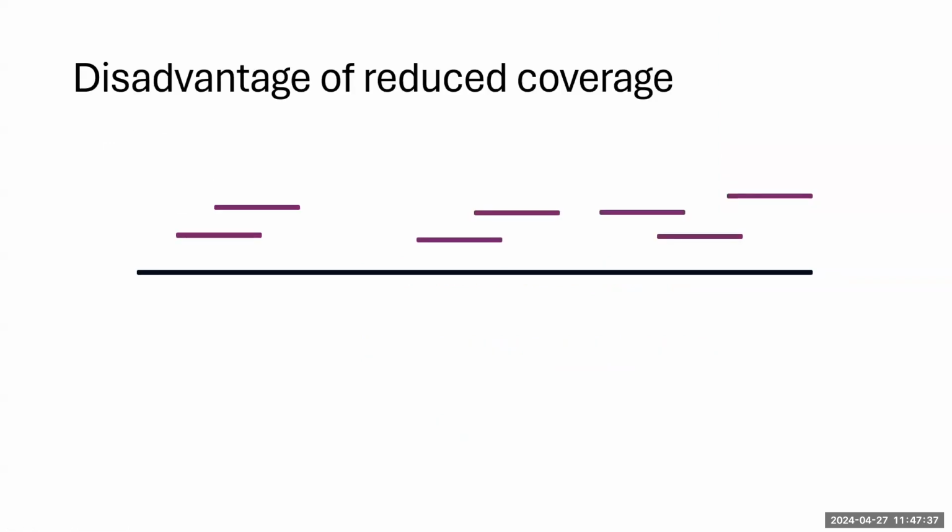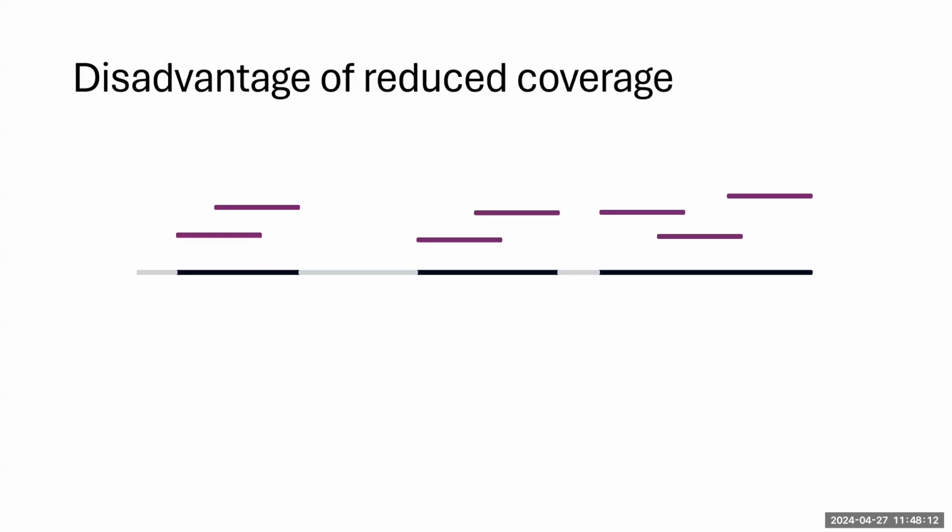How is sparse data represented? Let's look at this animation here. The black line is the original genome, and the purple lines are the sequenced fragments, the reads. Sequencing using low coverage whole genome sequencing simply results in reduced coverage, which results in sparse areas that did not get sequenced.